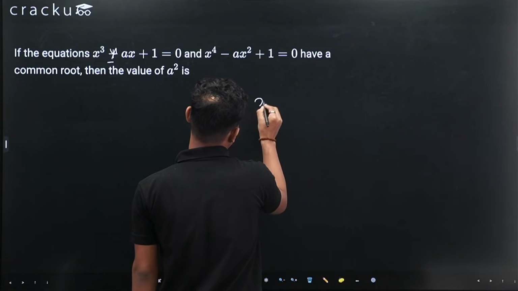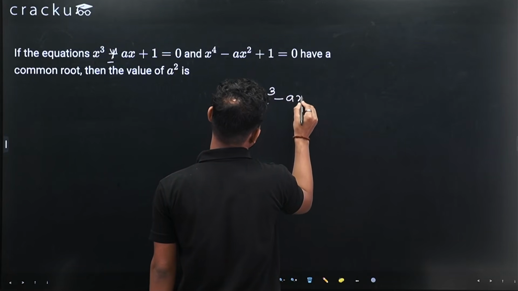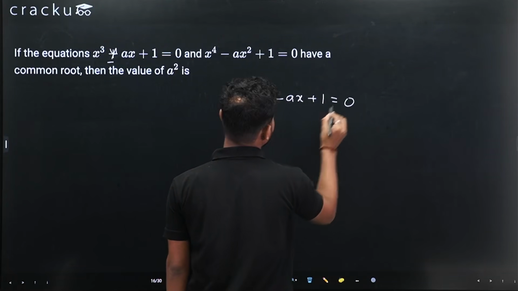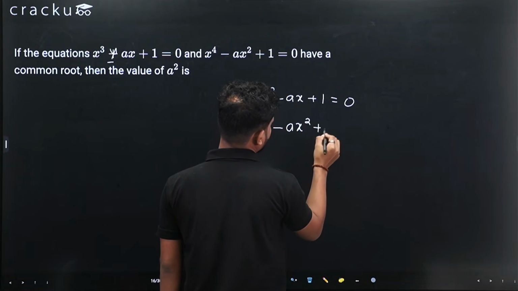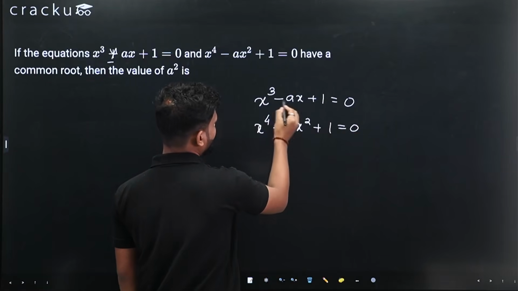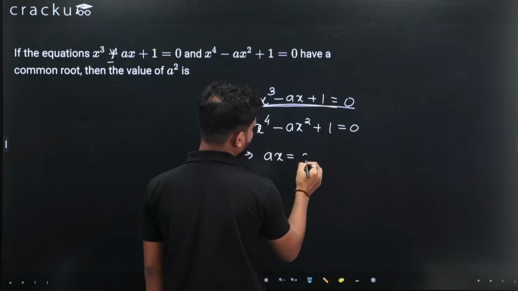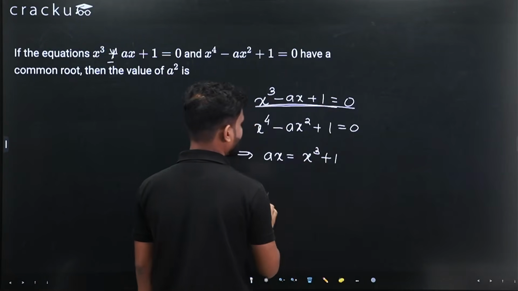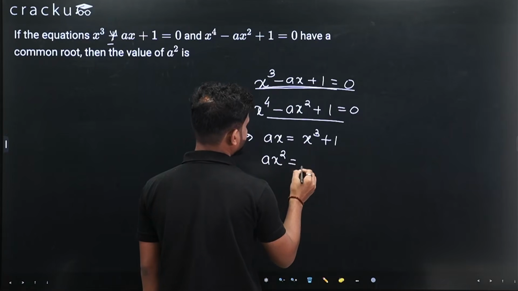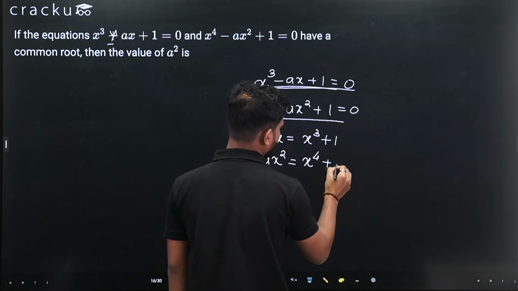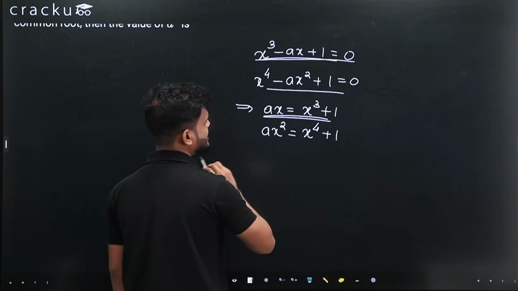So I have x cube minus ax plus 1 equal to 0 and x raised to 4 minus ax square plus 1 is equal to 0. From here, what can I write? I can write ax is equal to x cube plus 1. And from here, what can I write? I can write ax square is equal to x raised to 4 plus 1. Now from here, what can I write? I can multiply both sides by x.